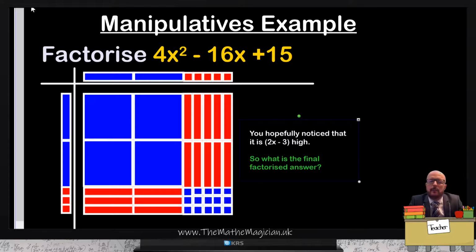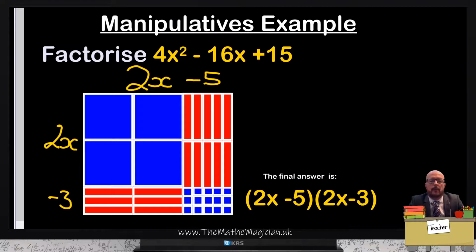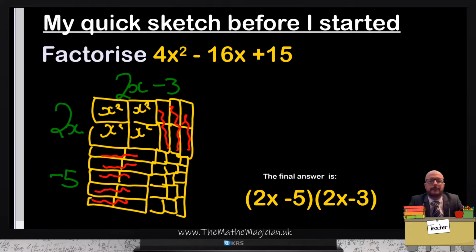How does that look like when it's factorised? Well, all we do is we write them in brackets, because factorise means put them into brackets. So we've got 2x minus 5 wide, we've got 2x minus 3 tall, and we just write them next to each other in brackets, and that's our final answer. Now I'll let you see what it looked like when I first did it without the posh diagram. I just drew some x squareds, some x's, some more x's, and some ones, and it got the same answer. It didn't matter how messy it was, because I still got 2x minus 3 and 2x minus 5.